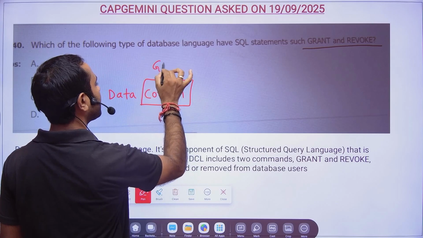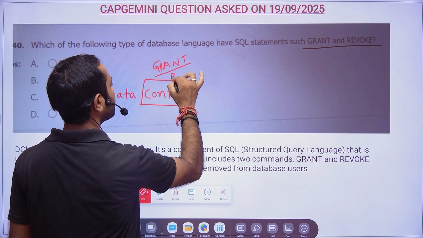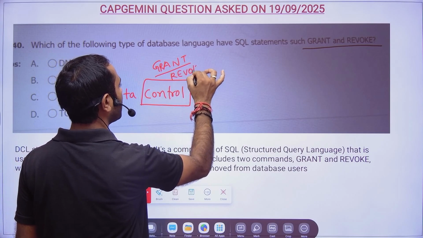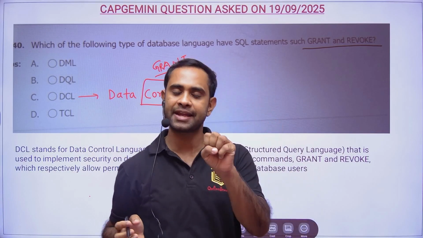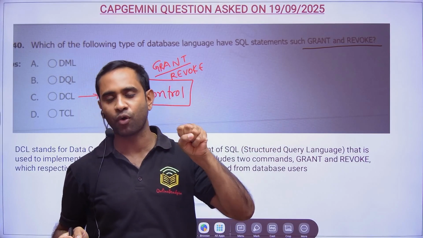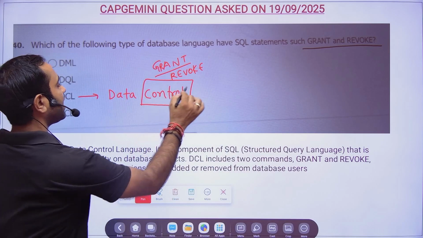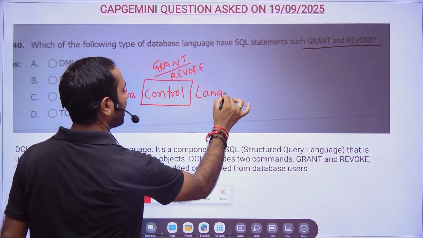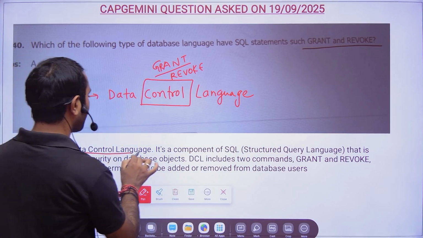It can grant you access. It can revoke your access. It has the controlling power. It can grant and it can revoke. It has the control over whether you should have access to something or not. That is nothing but data control language. The name itself says it. This was one of the very easy problems. DCL stands for data control language.